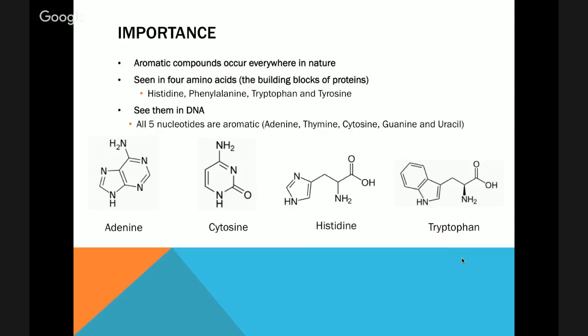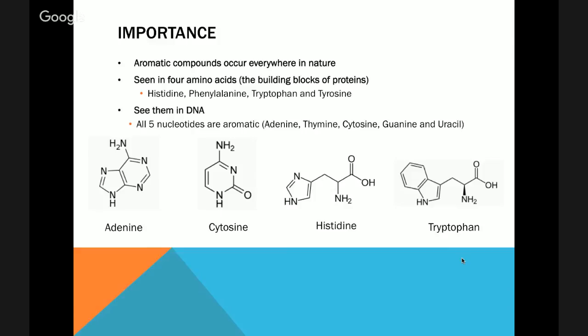So what's the importance of this? Aromatic compounds occur everywhere in nature, and we see them a lot in biological systems. In 4 of the amino acids, the building blocks of proteins, we see this aromatic compound. Histidine, phenylalanine, tryptophan, and tyrosine all have aromatic compounds within them. We also see it in DNA. All 5 nucleotides in DNA and RNA are aromatic. That's adenine, thymine, cytosine, guanine, and uracil.